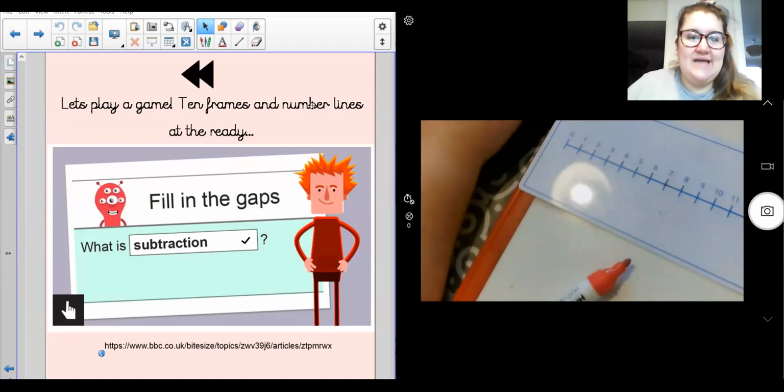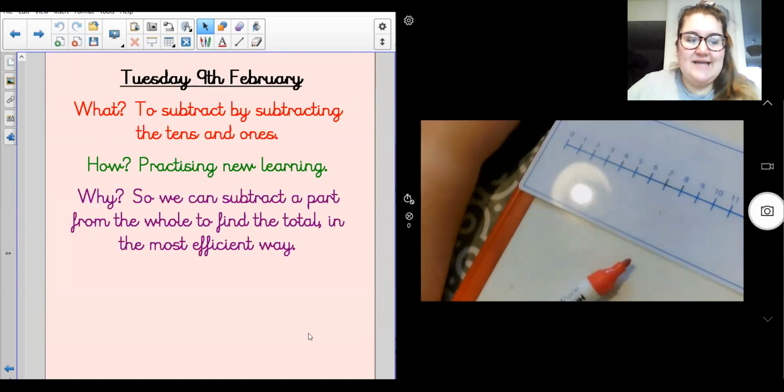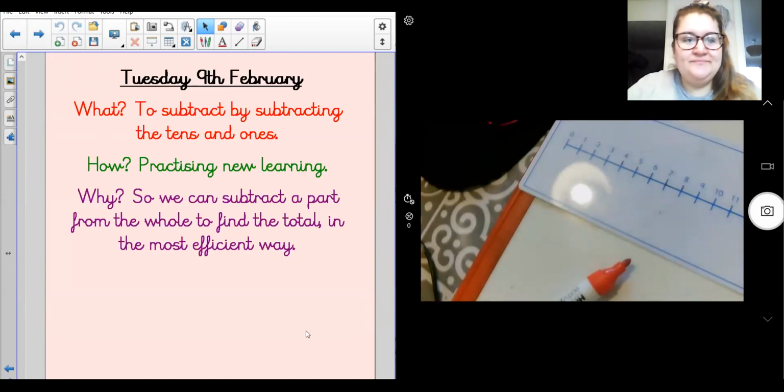So we have played our game and we have filled in the gaps. So let's take a look at what we're going to do today. What are we doing on Tuesday, the 9th of February? We are going to subtract by subtracting the tens and the ones, okay? So we are going to be practicing new learning, but we are also going to be able to rewind because we have looked at tens and ones before, and we have looked at subtraction within 10. The only difference this time is that we're looking at subtraction within 20.